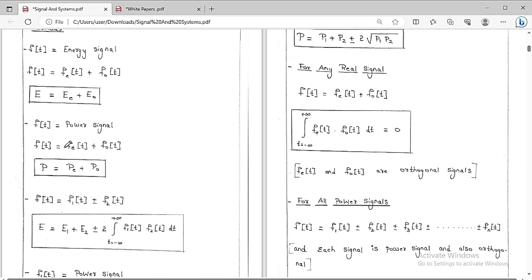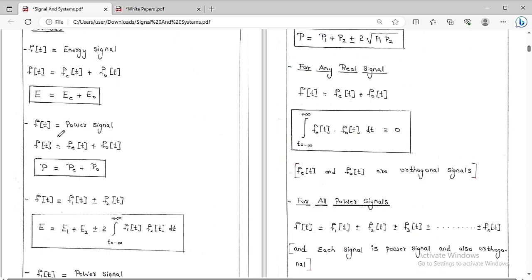Now let's go for the other point: suppose f of t is a power signal. I have already told you any signal we can represent as the summation of the even part plus the odd part. So f of t is equal to f e of t plus f o of t. If you want to calculate the power present in f of t, it is equal to the power present in the even part of the signal plus the power present in the odd part of the signal. Same concept as the previous case: whether it is an energy signal or a power signal, this concept holds.